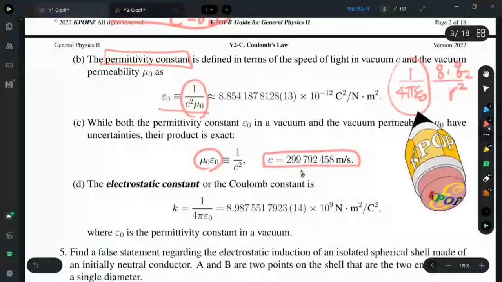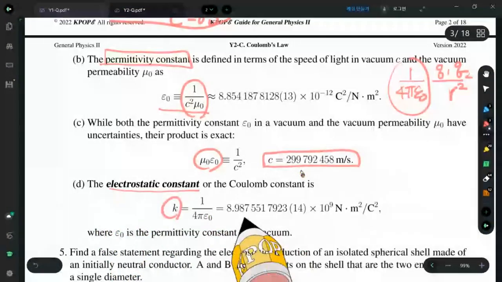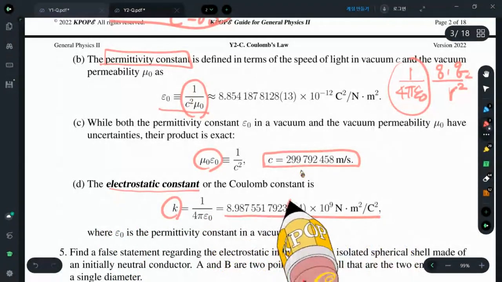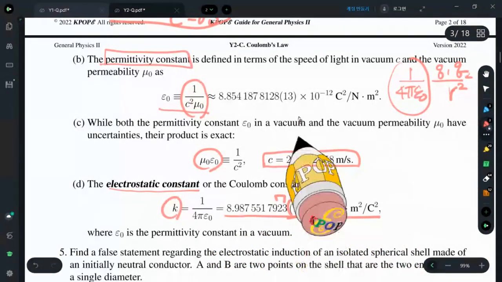1 over 4 pi epsilon 0 is also called the electrostatic constant, and the number is given here, and this is the uncertainty of the last two digits.